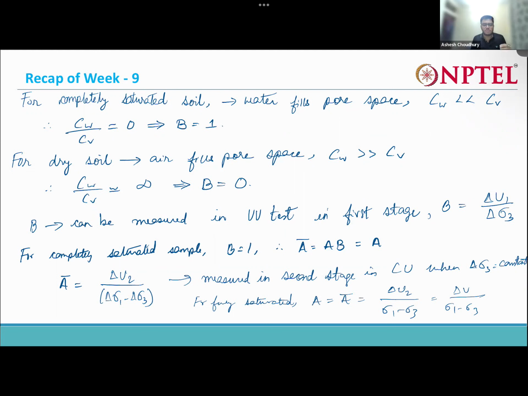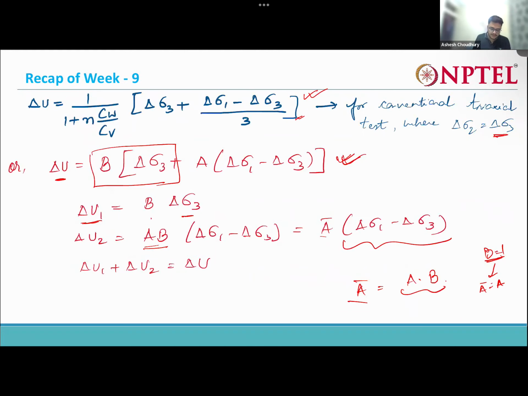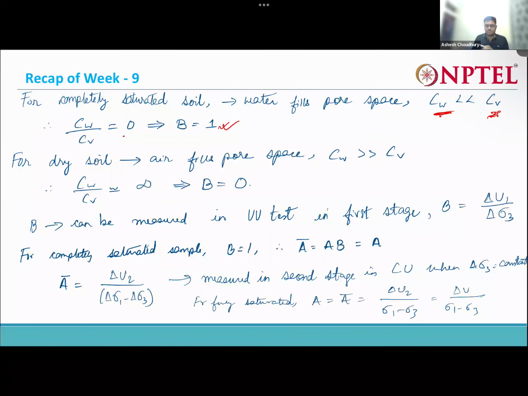As there is water in the pores, Cw is much lesser than Cv, because we are considering the water incompressible. Don't confuse this Cv with the coefficient of consolidation; that is different. So this ratio will be close to 0, because this is very small and this is very high. So my B will be close to 1.